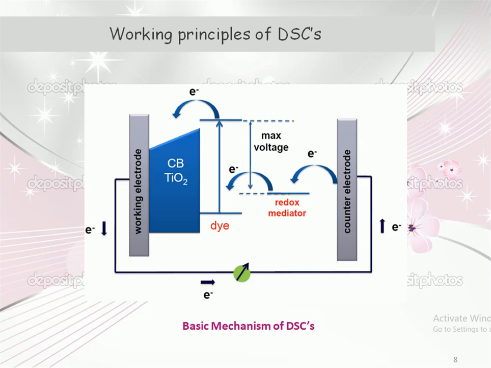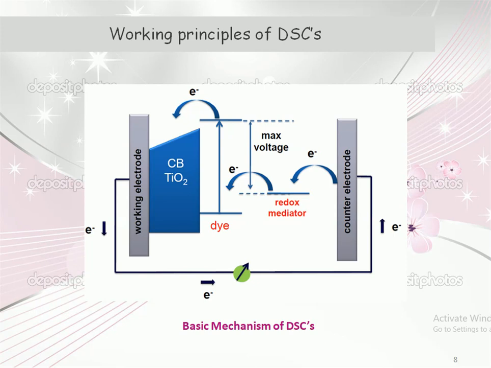The working electrode transfers the electrons to the counter electrode, that is platinum or carbon, via the external circuit, where the counter electrode transfers electrons to the redox mediator, where oxidation and reduction take place. The redox mediator donates an electron to the oxidized dye. Then the oxidized dye gets reduced and comes back to its original, neutral state. Then again and again the cycle is repeated until the dye degrades.